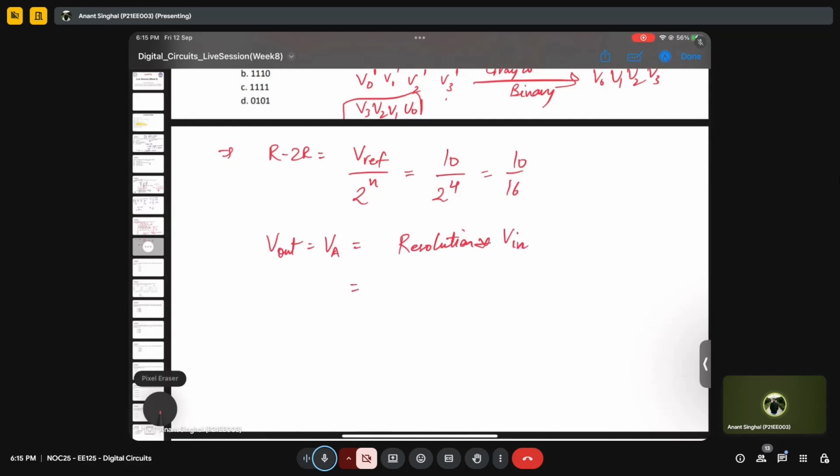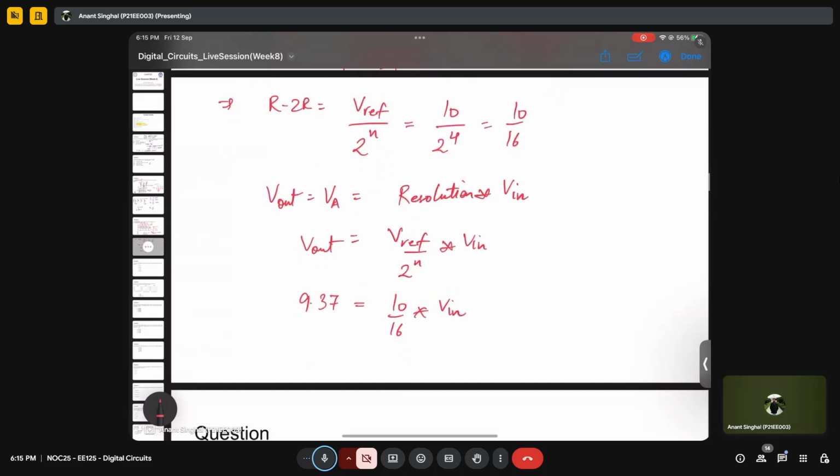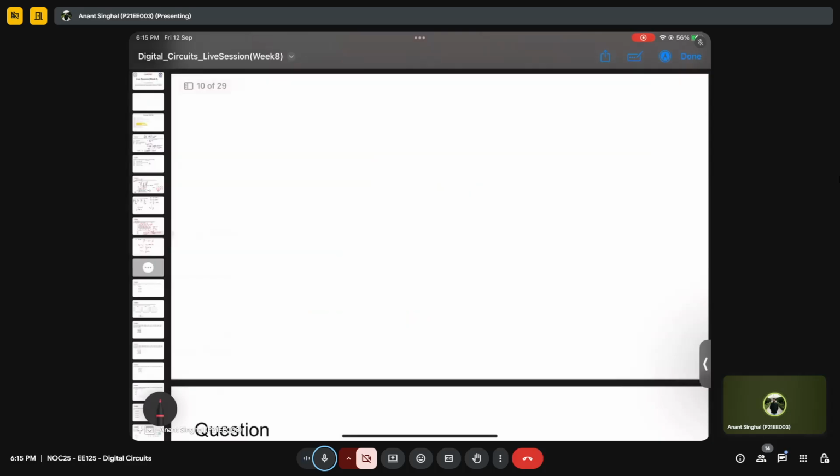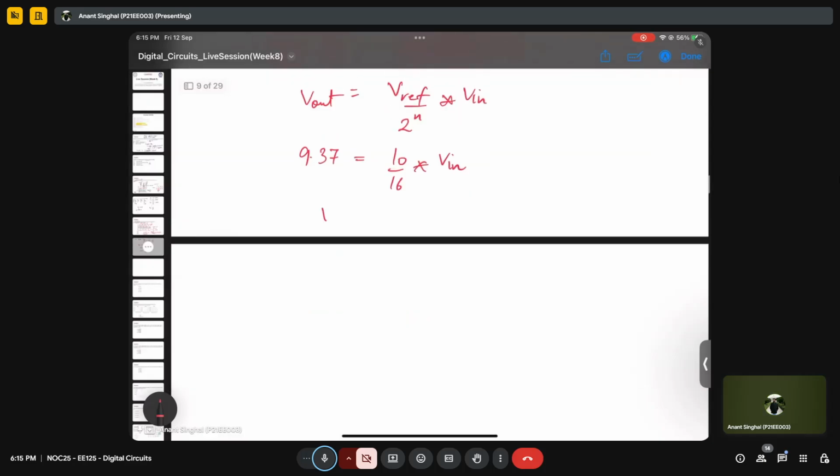Or we can write this as, to be precise, the final formula will be V2N times V in. So this is your output voltage. Now the question has already given that the output analog voltage is 9.37 volts, the reference voltage, and we have just calculated the resolution. It's 10 by 16, and we need to find the input voltage. So I think you can do the basic maths from this. Can anyone tell what is the Vin that we are getting?